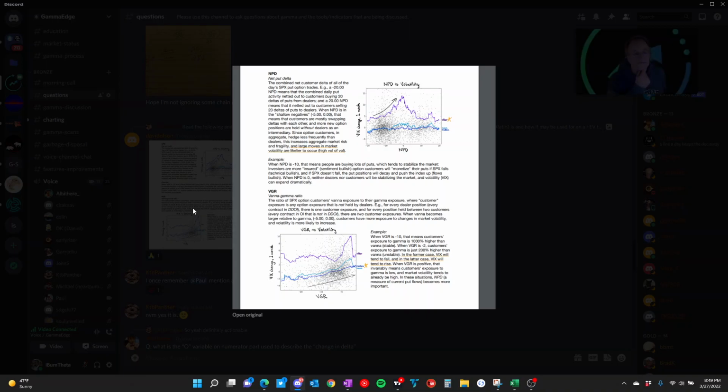It says, for every dealer position, every contract in DDOI, there is one customer exposure, and for every other position held between two customers, every contract in OI that is not in DDOI, there are two customer exposures.